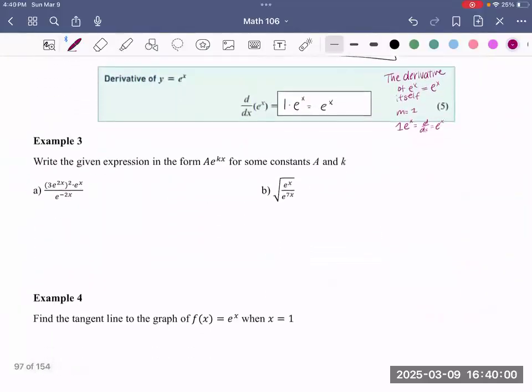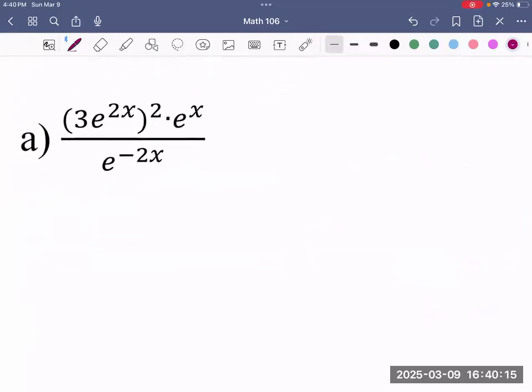So when it says write the expression in the form a e to the kx for some constant a and k, first, let's see if we can clean up what we have so far here, right? Using the properties, and we'll talk about the derivative a little bit more, but using your properties, right?